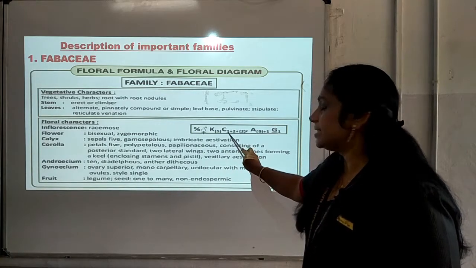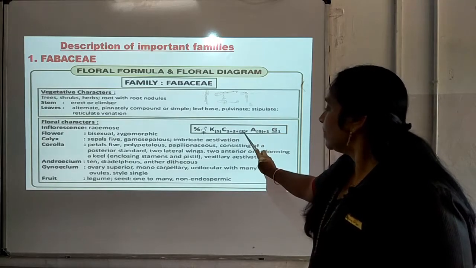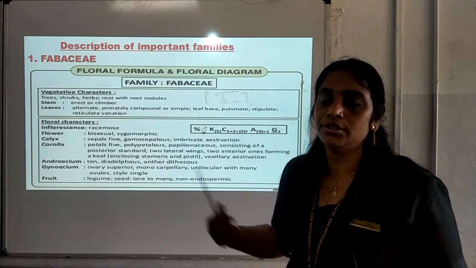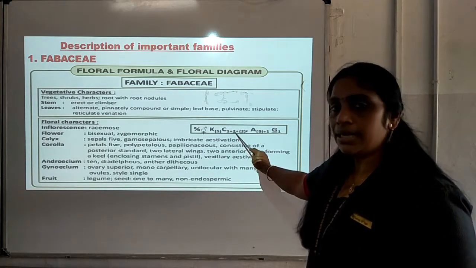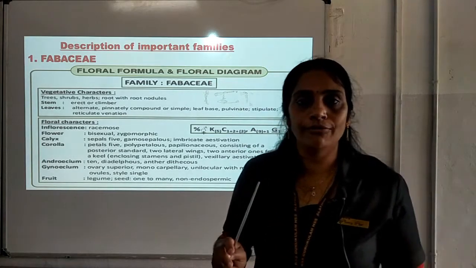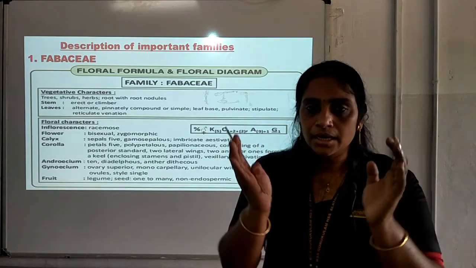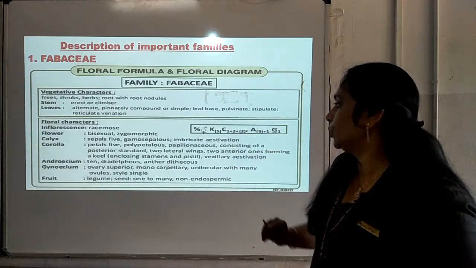So, here one standard petal is there, 2 wing petals are there, and 2 keel petals are there, which are in the boat shape. Already we have studied about it, my dear children, in the previous class. 1 standard petal, 2 wing petals and 2 keel petals, in the form of a boat shape, and we have seen that they are joined together. So, they are united. Okay.